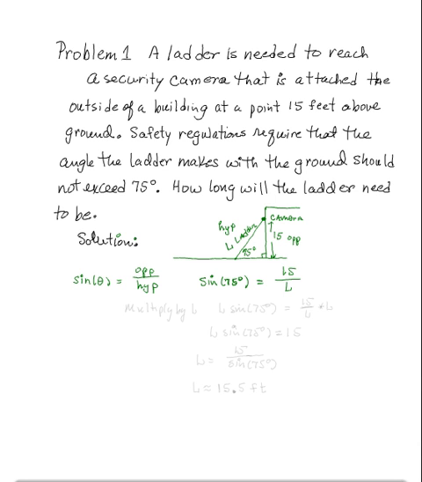Now, the unknown, the thing we're solving for, is in the denominator. So we need to get it out of the denominator. If we multiply both sides by L, we'd have L sine of 75 degrees on the left side. On the right side, we'd have 15 divided by L times L. The L's will cancel. And so we end up with L sine of 75 degrees equals 15.